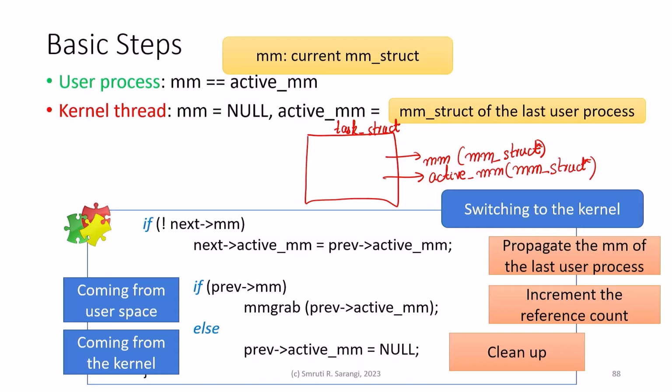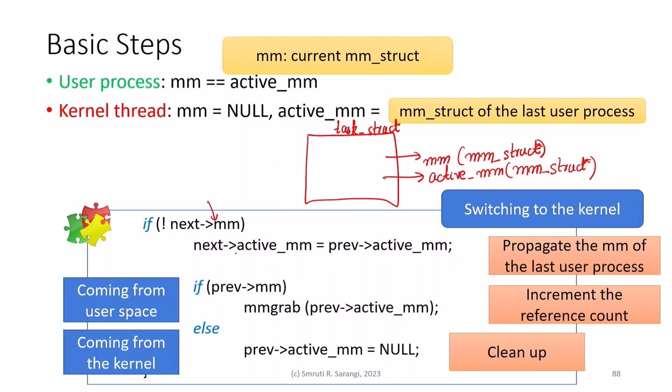So what you are seeing is actual kernel code, right? I've cleaned it up slightly, but cleaning it up means I've not changed the statements. I've erased a couple of things which are not relevant to our discussion. If next is null, next means the task that you are switching to, that is null, which means you are switching to a pure kernel thread. Correct? That is what next means. Null means you are switching to a pure kernel thread.